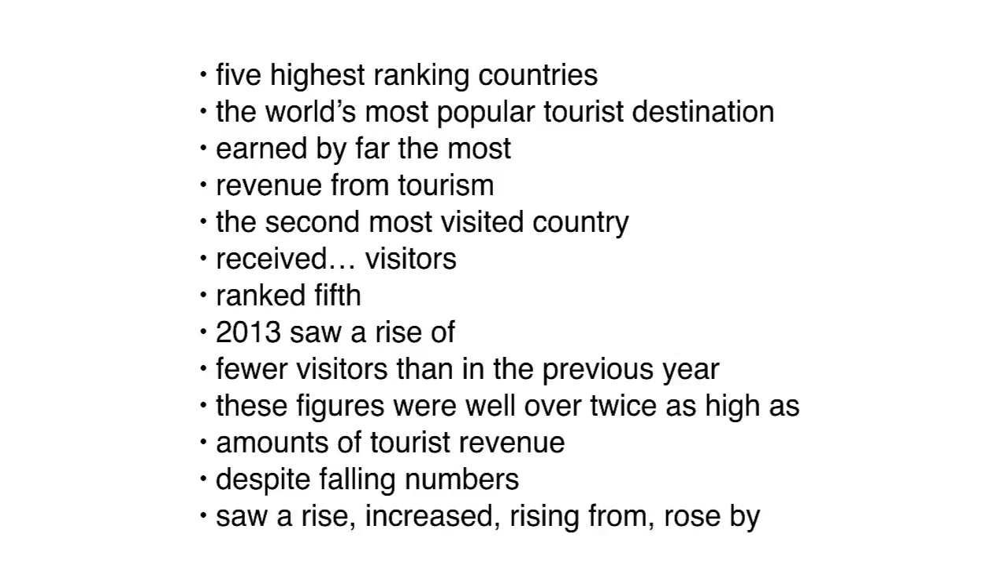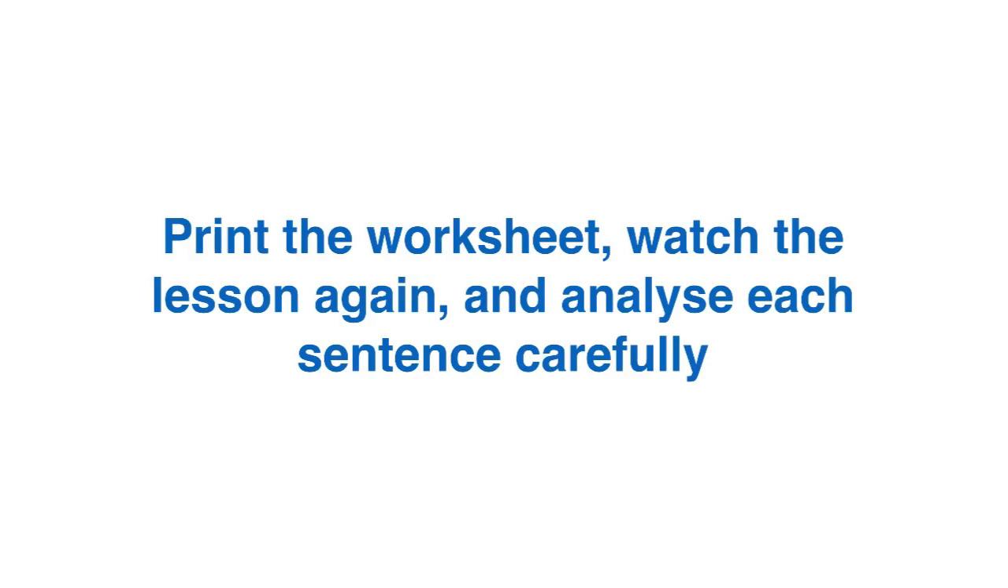If you've watched all of my Writing Task 1 lessons, you might have noticed that I tend to prefer just the 4 words rise, fall, increase and decrease. I don't choose any other strange words like plummet, soar or rocket for my descriptions. With those 4 words, rise, fall, increase, decrease, you've got enough, because you can use them as nouns and as verbs, and that gives you enough variety. Well, that's the end of this lesson about tables. If you print the worksheet, watch the lesson again and analyse each sentence carefully, hopefully it'll help you to understand even better what we've studied today.